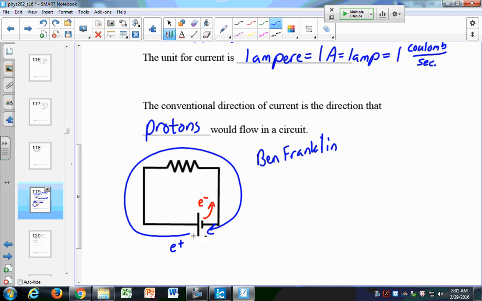The atomic model didn't come until, gosh, the 1800s or so? We haven't really understood atoms in the way that we understand them now for not that long, a couple hundred years or so. So Ben Franklin thought these positive charges were flowing, not negative charges. He understood the difference between positive and negative charges, but he thought that they were protons flowing. And of course, we know that that's not the case, because the protons are tightly bound in the nucleus, and it's only those conduction electrons which are allowed to flow through the circuit.